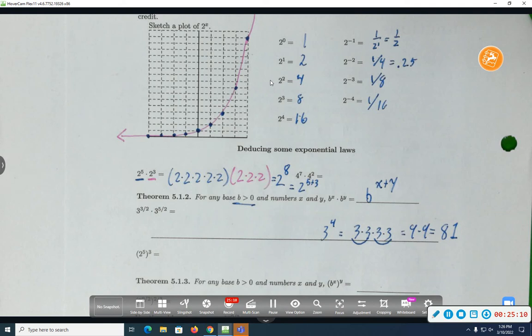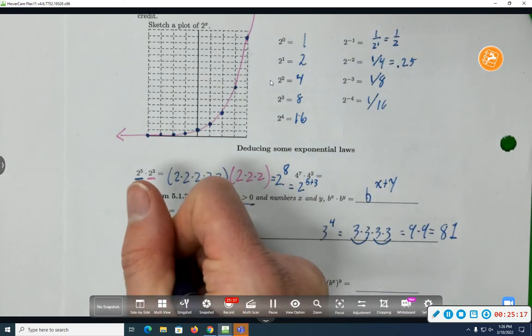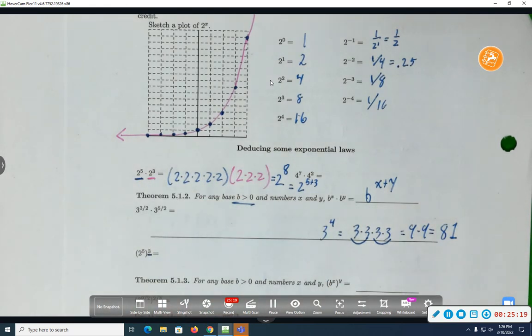Here's the next exponential law I want to get. 2 to the 5 to the power 3. So first let's deal with what that power 3 means. That means I should take whatever's in the parentheses and just write it 3 times next to itself.